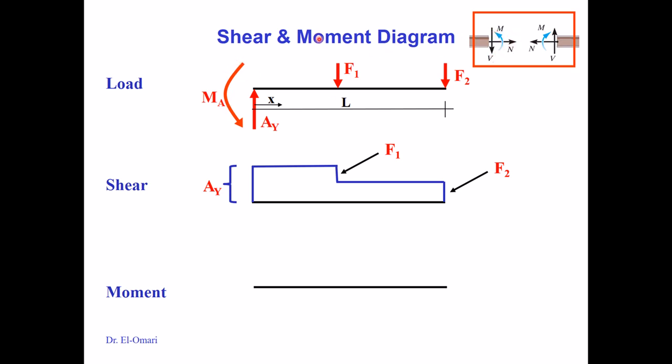Counterclockwise, which means that you will get a negative value. So the first step: the internal moment immediately at this point, where the distance x is 0, so you don't multiply Ay. So you have M plus MA equals 0, or M is negative MA.